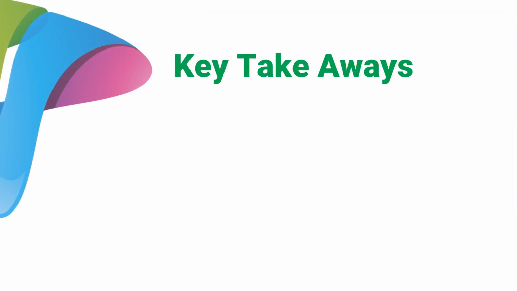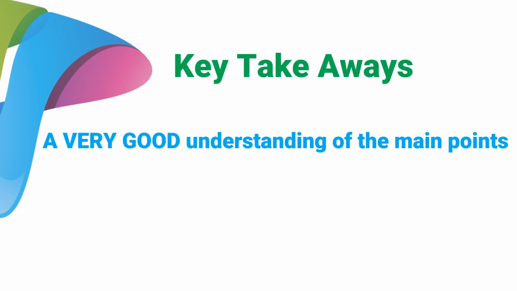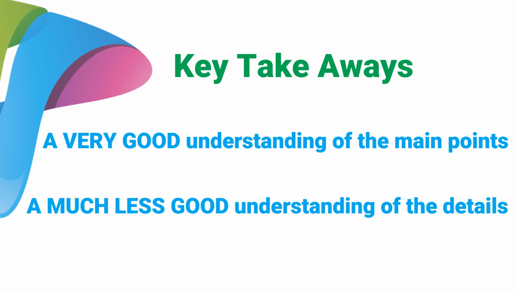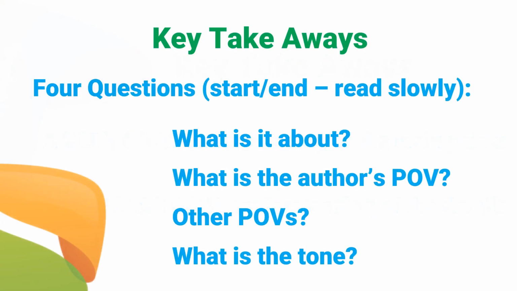Okay, so the key takeaways: your goal after you're done reading a reading comp passage is to have a very good understanding of the main points and a much less good understanding of the details. And how do we do that? We read a little bit more slowly at the beginning and the end, and we jot down our answer to the 4 questions. What is it about? What's the author's point of view? Are there other points of view? And what's the tone? And remember, you want to capture that information really succinctly, a maximum of about 5 words. The more succinctly you capture it, the more clearly you'll understand what the passage is about.